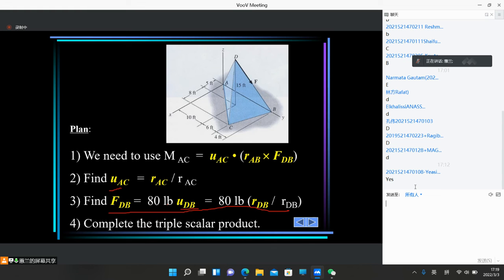And then, as we said, if you want to find the projection along axis AC, or the moment about axis AC, we need to use the dot product. We use the unit vector of AC dot the moment of F about point A. So it will be UAC. How to find the unit vector along AC? Again, the position vector AC divided by its magnitude, right?